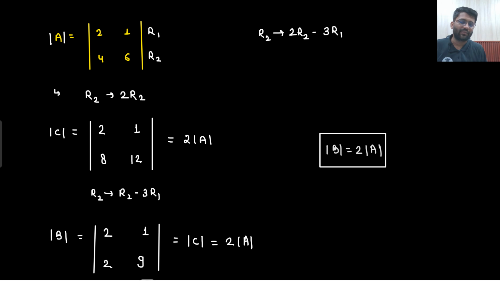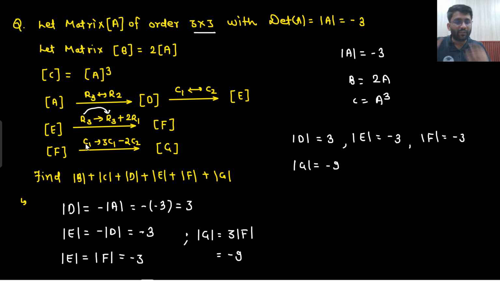Same example that we saw here, that R2 is first replaced with 2R2. Here C1 will be first replaced with 3C1. Just as you replace with 3C1, the determinant became thrice. After that you can apply this operation, it does not matter. Okay, so determinant of G would be -9.